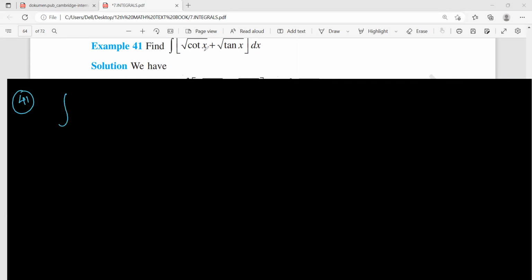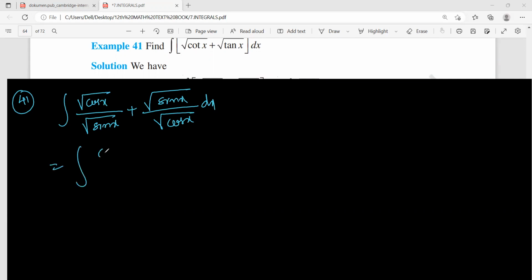But I'll do it in another way actually. Here, one way is, I'll do it in another way. Root of cos x by root of sin x, plus root of sin x by root of cos x. What you get is cos x plus sin x by root of sin x into cos x.